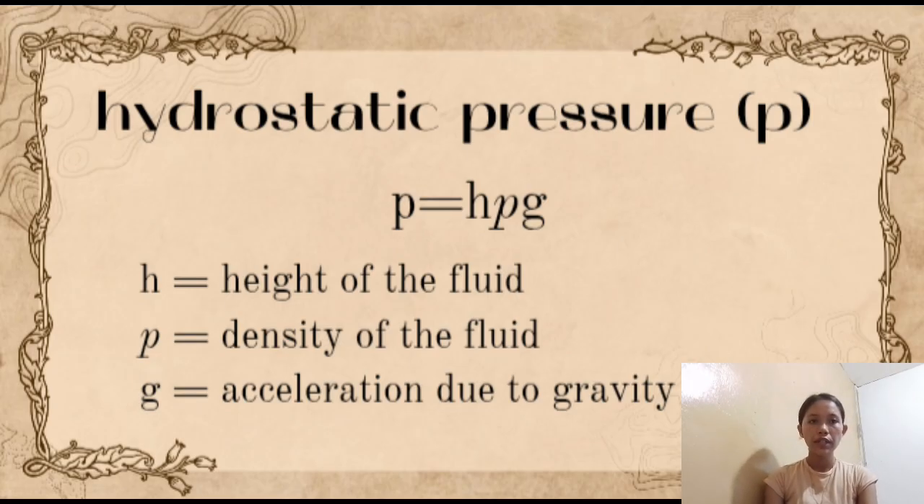The pressure exerted by a fluid due to gravity is called hydrostatic pressure. In solving a barometer equation, we use this formula: P equals hρg, where P represents the hydrostatic pressure, h represents the height of the fluid, ρ represents the density of the fluid, and lastly g represents the acceleration due to gravity. So this allows us to measure the pressure of an atmosphere.